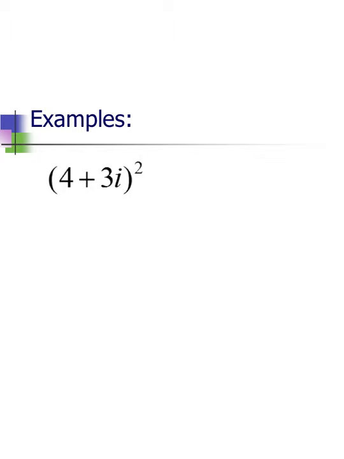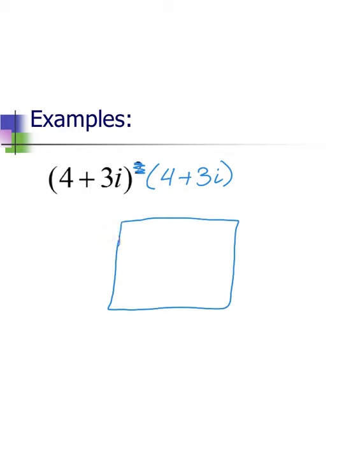If I look at this example, this little squared here is a fancy way of saying write that thing twice. So I'm going to scribble this out, and I'm going to write 4 plus 3i. Now again, you can either double distribute or do the box. I've noticed most kids tend to prefer the box lately. So we're going to make our box, and I've got a 4 and a plus 3i and a 4 and a plus 3i. 4 times 4 for this box, we get 16.